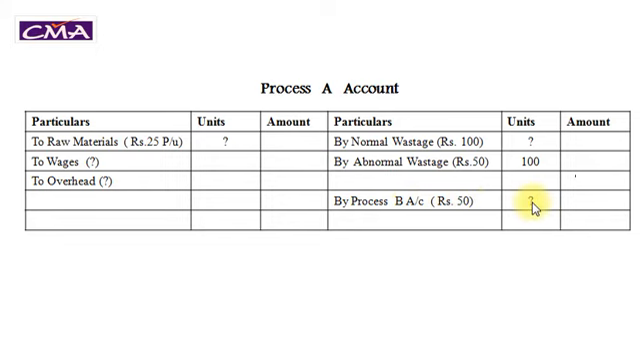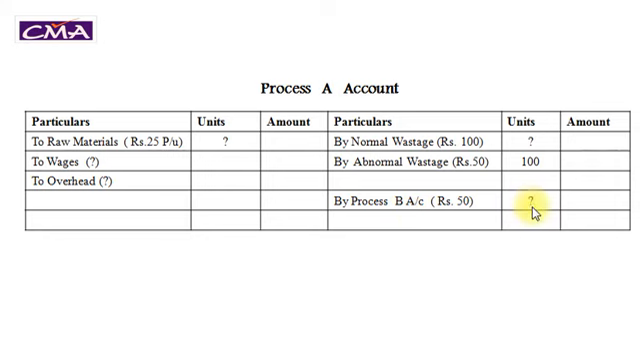Units are missing. So here units introduced not available, normal wastage is not available. Abnormal wastage available, that is 100 units, which is 2/3 of normal wastage. And further, actual production of process A is also not available.